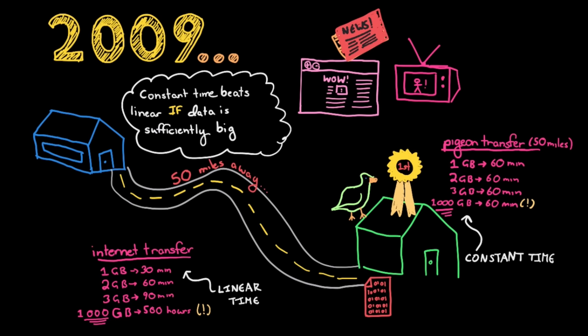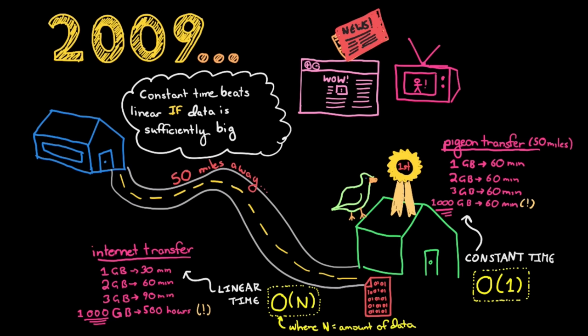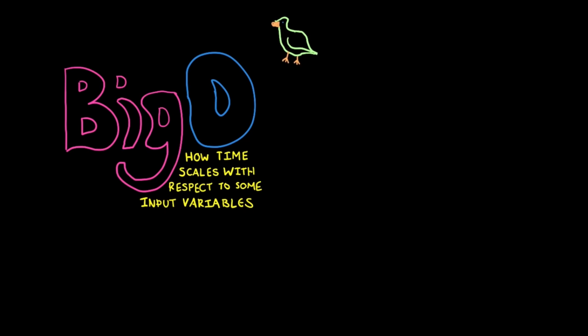So in Big O, the way we talk about this is we describe the pigeon transfer speed as O of 1. It's constant time with respect to the size of the input. It doesn't take longer with more input. Again, with certain simplifications and assumptions about the pigeon's ability to carry a USB stick. But the internet transfer time is O of N. It scales linearly with respect to the amount of input. Twice the amount of data is going to take roughly twice as much time. So that's what Big O is. Big O is essentially an equation that describes how the runtime scales with respect to some input variables.